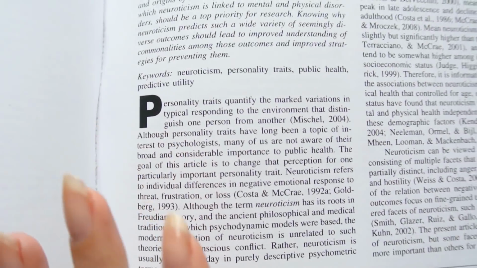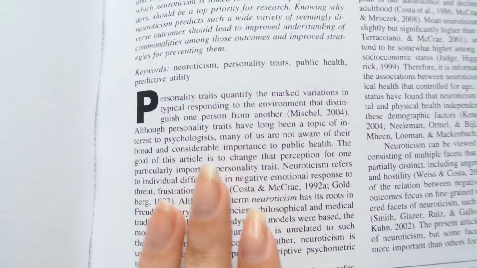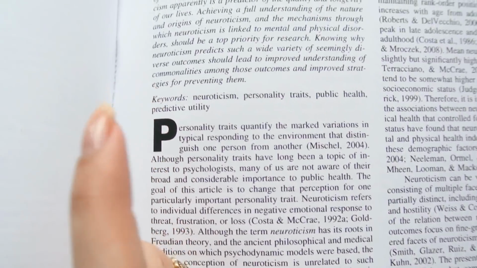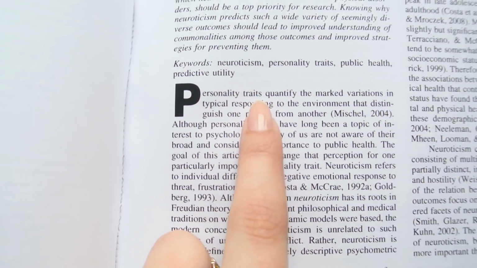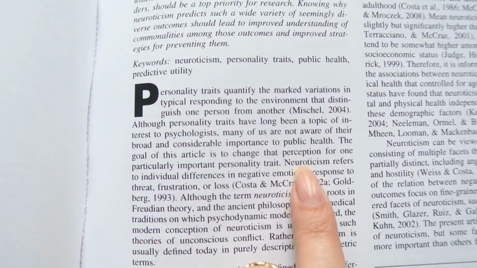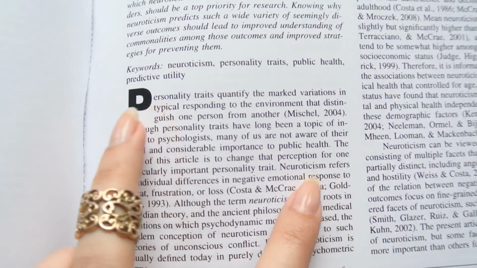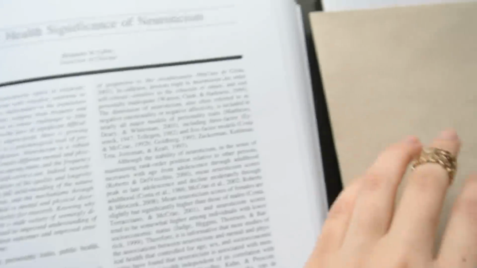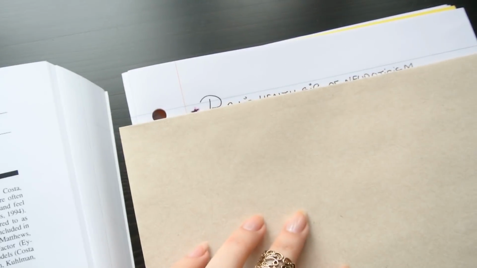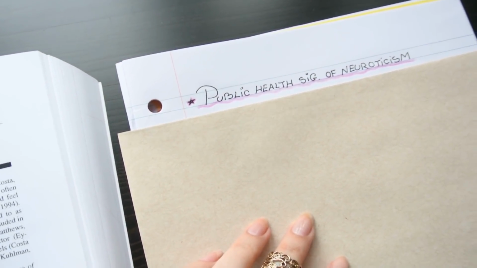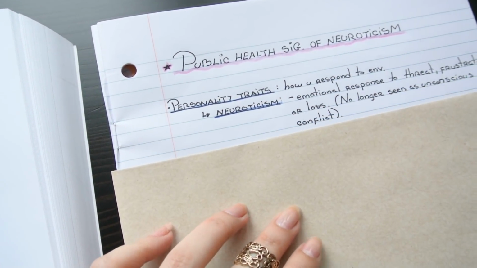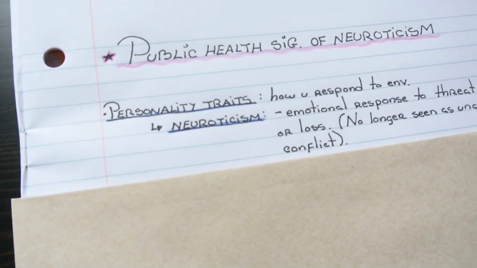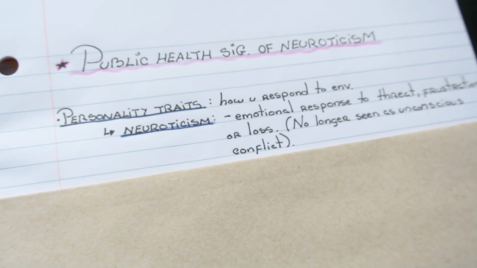The first thing I see that's important are key terms. Always hunt down key terms. What I see in all of this, I saw personality traits as a key term, and I saw neuroticism as a key term because they were both defined. So in my notes, of course, I wrote the title of the article, which is always important. And then I picked up the key words, which are, like I said, personality traits and neuroticism.